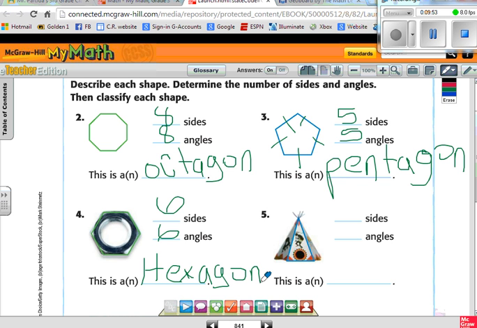And then number 5, obviously. It's just this one right here, okay? It's this shape. Three sides and three angles, so it's a triangle. Tri, because tri means three. You know, like a tricycle? Has how many wheels? Three.